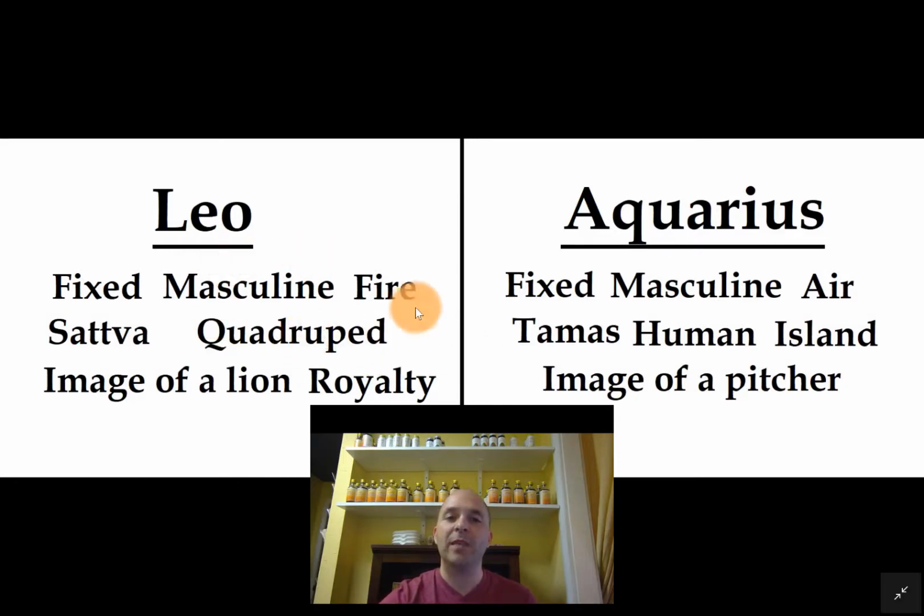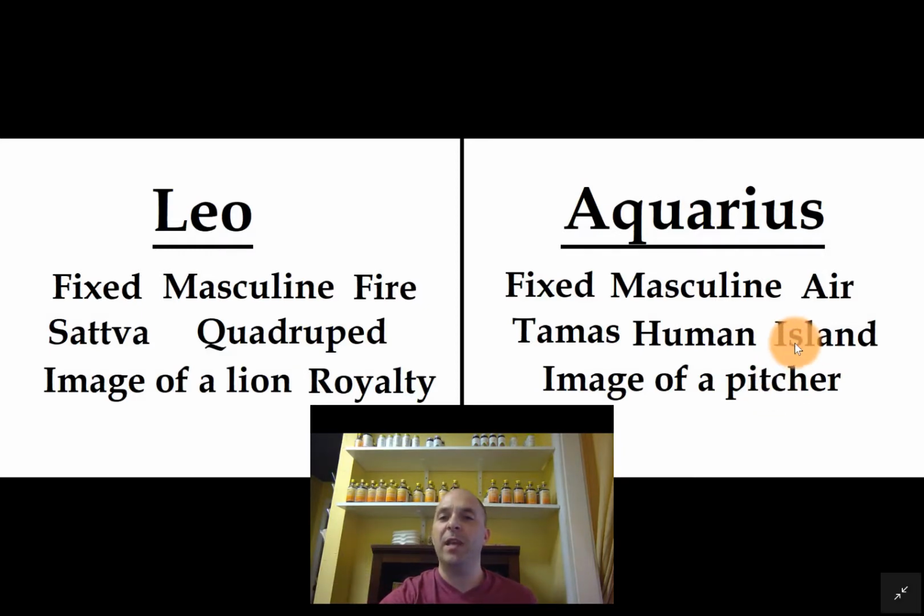So now let's look at the opposite context of this fixed masculine energy: we're talking about Aquarius. Aquarius is an air sign. Aquarius, really interesting, is the human sign. To be really simple, I put the image of a pitcher, because I can't remember which source calls Aquarius the image of a pitcher, but there's another source, I think it's either Brihat Parashara or Yavana Jataka, where it talks about Aquarius as a man holding a pitcher of water on his shoulder with water pouring in from above and water pouring out.